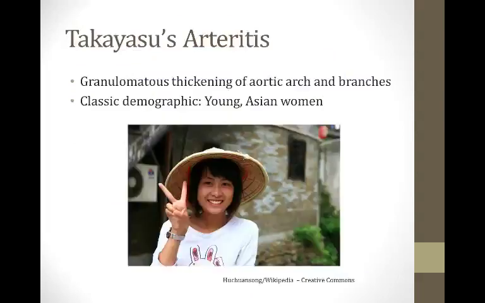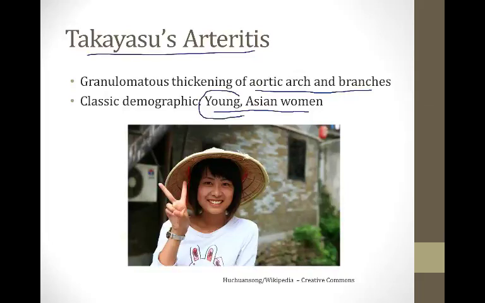The other large vessel vasculitis syndrome is called Takayasu's arteritis, and this condition involves granulomatous thickening of the aortic arch and its branches. And the classic demographic here is a young Asian woman. This condition is very common in Asia, especially countries like China and Japan, and the average age of onset is about 30 years old, and that's why I've shown a picture here of a young Asian woman to remind you of the demographic.